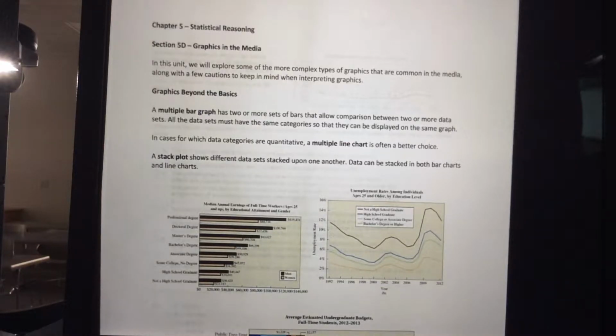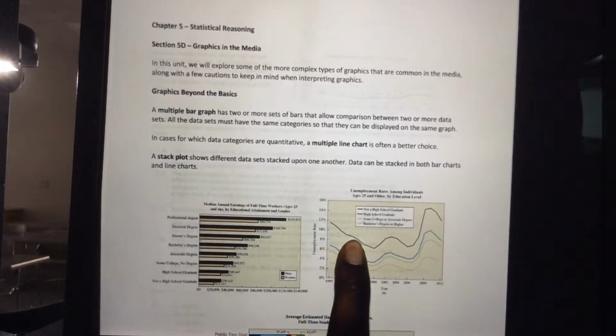And next is the multiple line chart. In cases in which data categories are quantitative, the better choice would be a multiple line chart. And that's what a multiple line chart looks like. And notice the colors here are different. It indicates which is which.